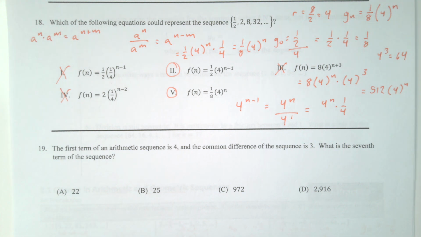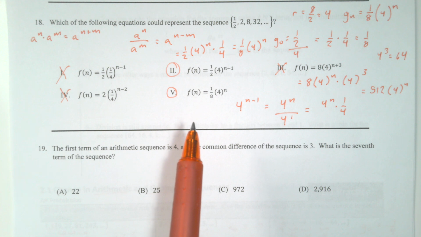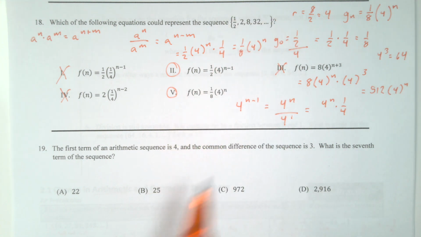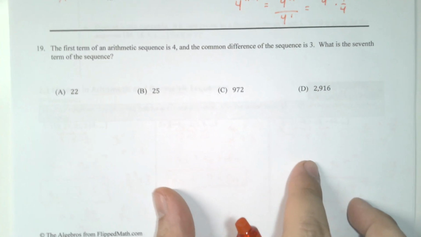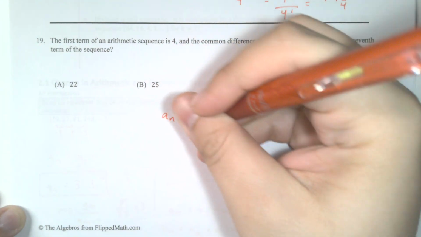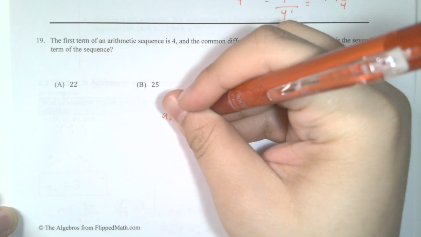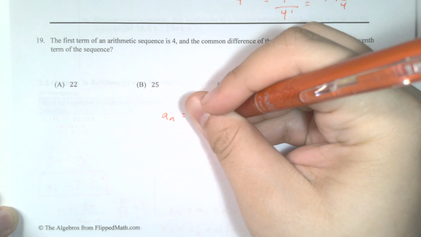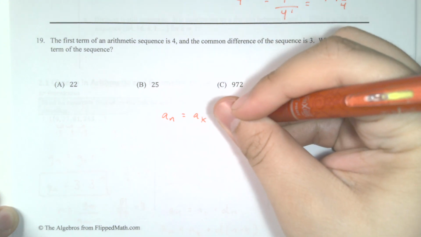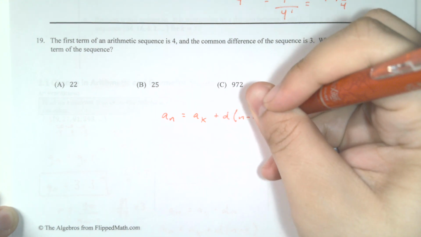The only two formulas that could represent the sequence are these two right here. And now for the last one: the first term of an arithmetic sequence is 4, and the common difference of the sequence is 3. What is the seventh term of the sequence? Well, if we know that we're dealing with an arithmetic sequence, we know that it's going to be in the form of a sub n is equal to a sub k plus d times n minus k.